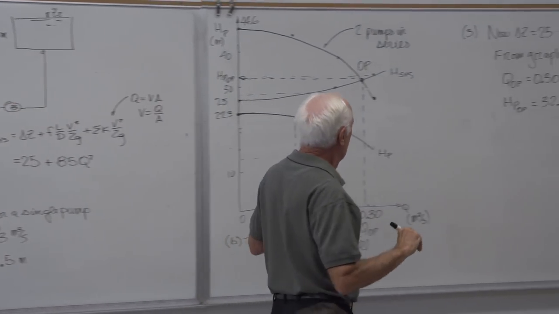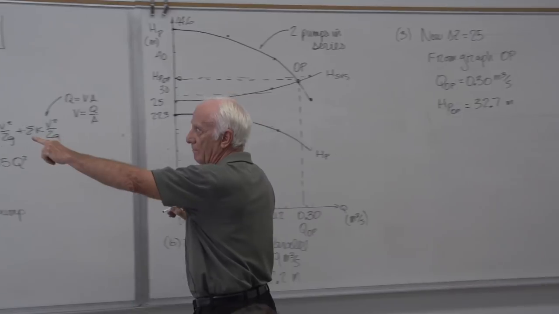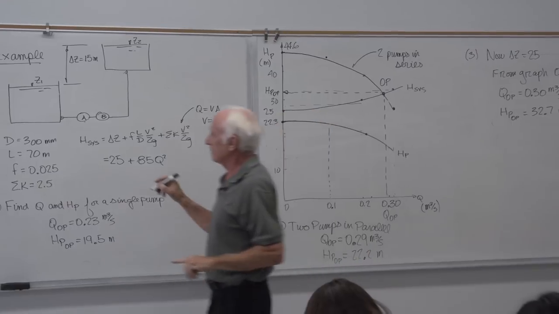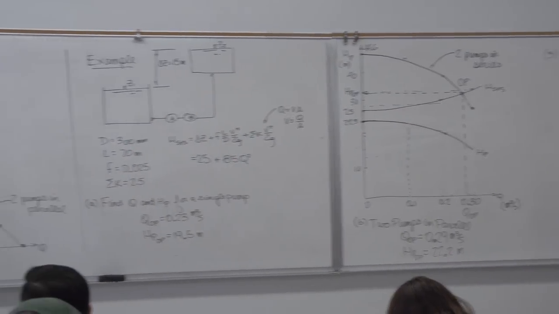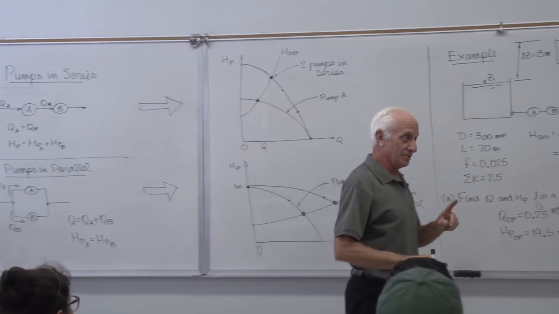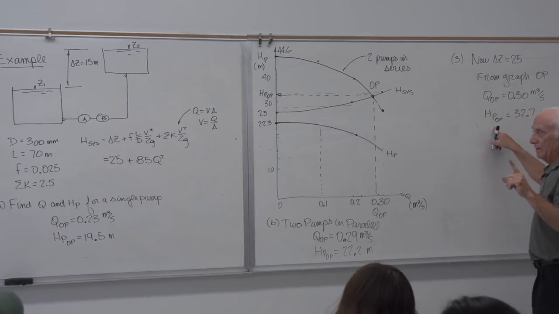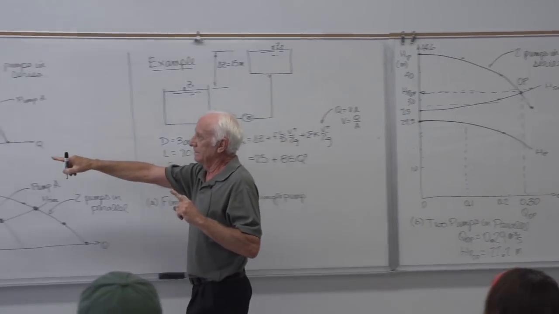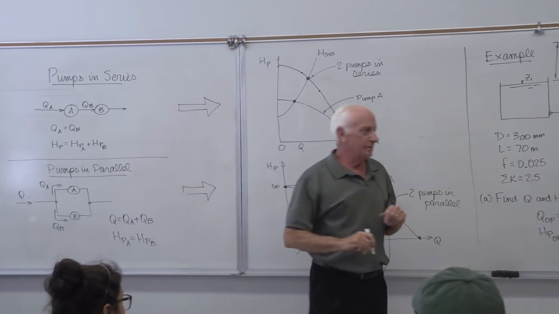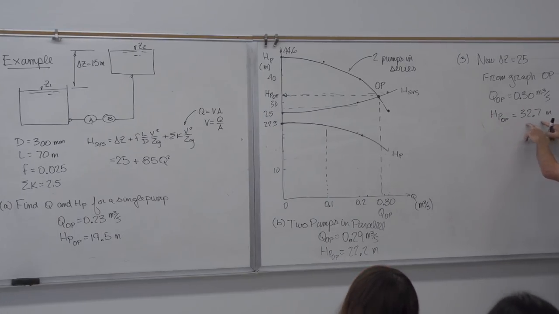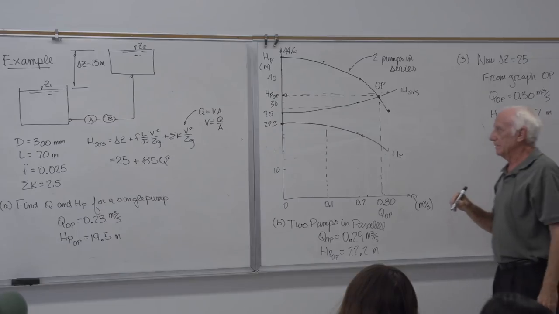Okay, now comes a question. For a single pump, for pump A, what's the flow rate? It's got to be the same. Why? Right there, pumps in series, there it is. Okay, here comes the other question now. For a single pump, what's the pump head? Oh, okay. They add together, not equal, they add together. So 32.7 equals H pump head for pump A plus pump head for pump B. For a single pump, divide it by 2.